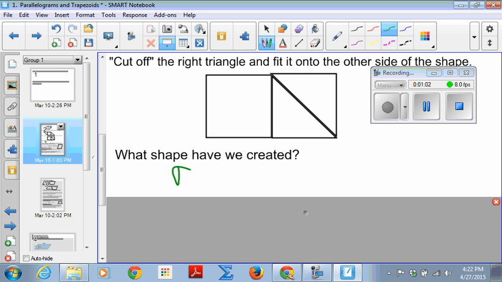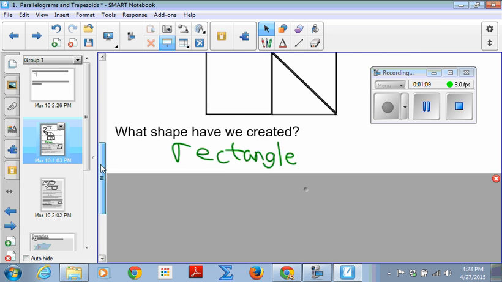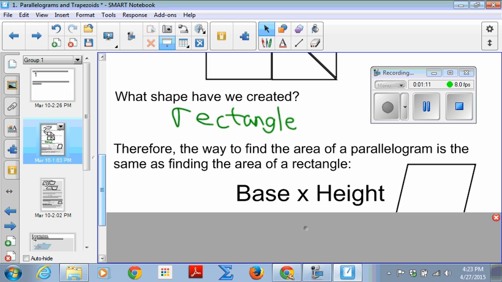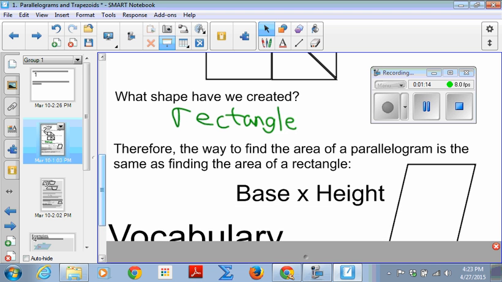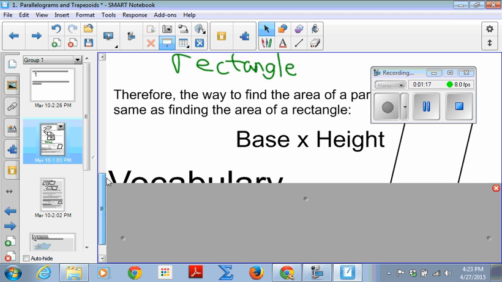Okay, so I'm going to write that up for you. So a parallelogram is basically a reorganized rectangle. So the way to find the area of it is the same way to find the area of a rectangle. We just do base times height.